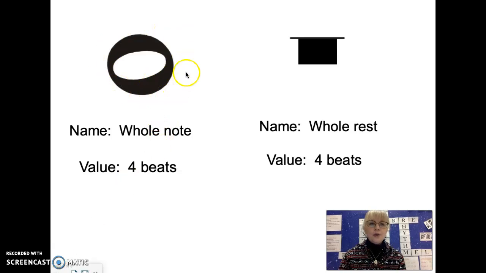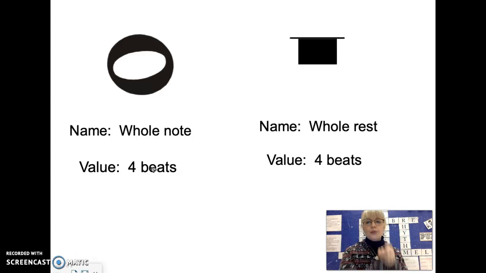This is a whole note. A whole note is 4 beats of sound. When we clap a whole note, we're going to do a clap followed by 3 circles with our hands. Let's try that. Whole, 2, 3, 4. One more time. Whole note.